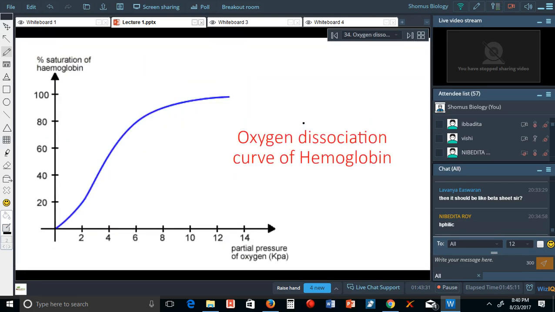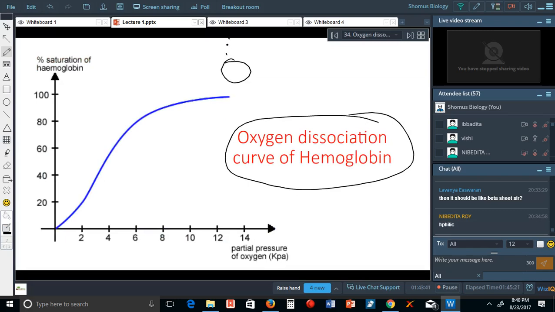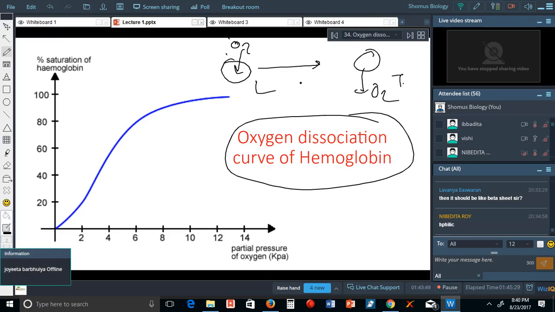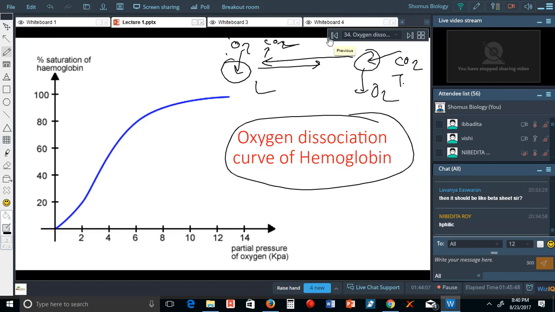Now the question is, what is this oxygen dissociation curve, and why are we bothered about knowing it? As I told you, the job of hemoglobin is to bind to oxygen in the lungs, carry it through the blood, and release the oxygen to the tissue. This is the total cycle of hemoglobin: taking oxygen from the lungs, and releasing it to the tissue. The hemoglobin also binds with the carbon dioxide released by the cells, brings it to the lungs, and removes it in the lungs through expiration.